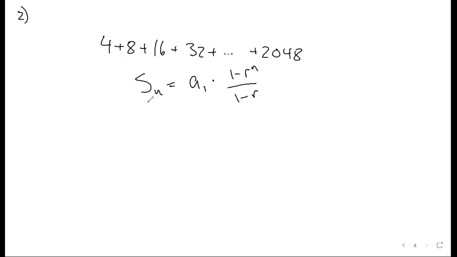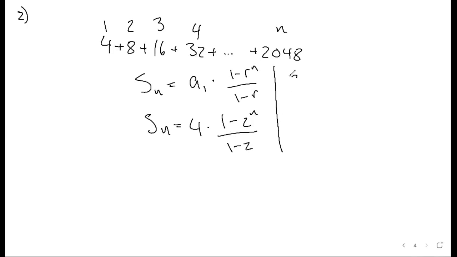Okay, so let's just plug in everything that we know. So S sub n is equal to, my a sub 1 is 4 times 1 minus 2 to the n all over 1 minus 2. Okay, fine. But here, what is my n? I need to know what is my n here. So this is my first term, second term, third term, fourth term. This is the nth term. What term is that?